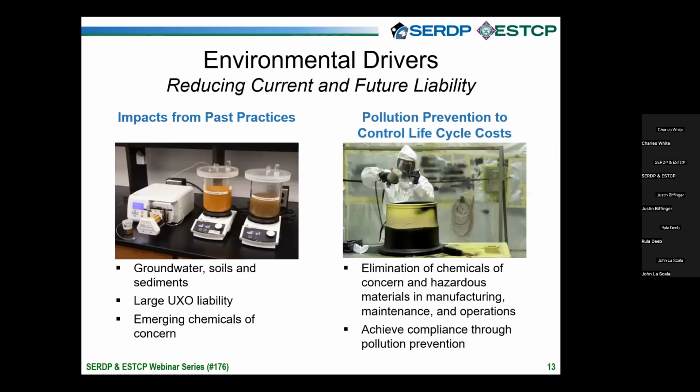One key environmental driver is the reduction of current and future environmental liabilities. This involves addressing contamination from past practices, including impacts to groundwater, soils, and sediments, UXO contamination, and developing management approaches for contaminants of emerging concern. The second part of this is pollution prevention, with a focus on eliminating chemicals of concern or hazardous materials in manufacturing, maintenance, and operations of our installations.